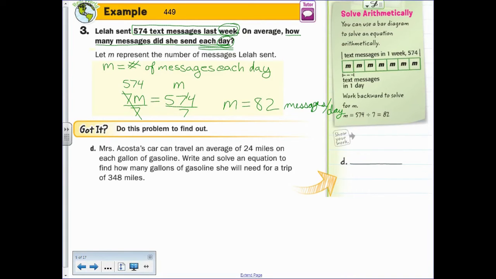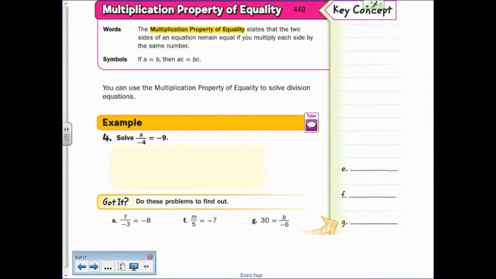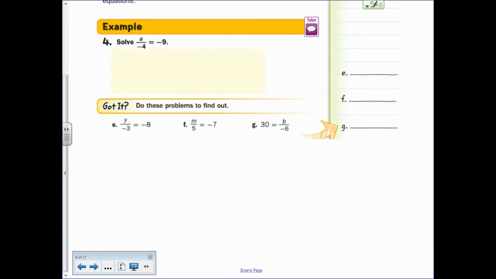So let's go on to example number 4. The multiplication property of equality states that 2 sides of an equation remain equal if you multiply each side by the same number. Okay, sounds exactly like the other properties we've learned so far. So let's use that property on example number 4. It says A divided by -4 equals -9.